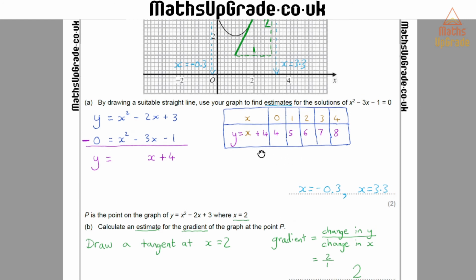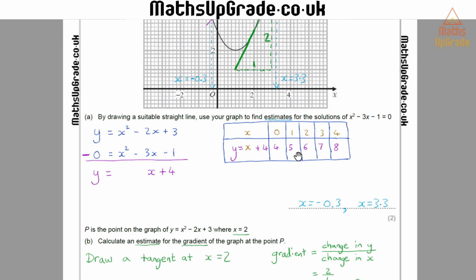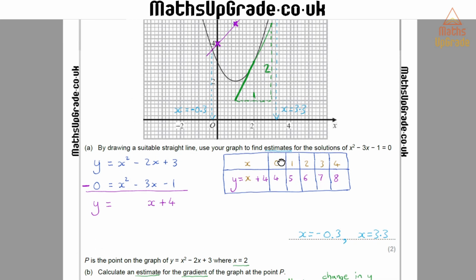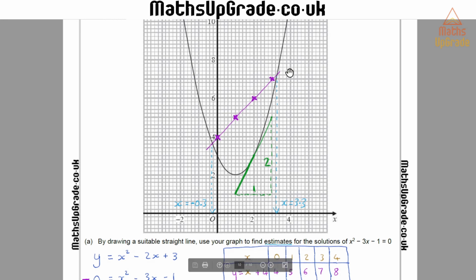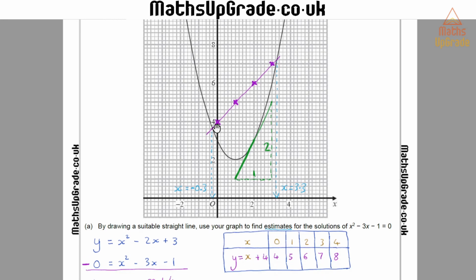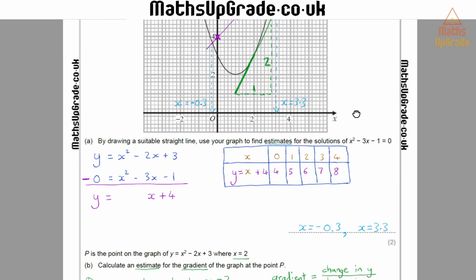So drawing the line of x plus 4, I've just drawn a little table here. I've got values, just positive values of x, and now I've substituted those into y equals x plus 4. Drawing that line, that purple line there, I can then see where it cuts the curve. So it cuts the curve at x equals negative 0.3 and x equals 3.3. So there's the solutions for that equation, and that's 2 marks.